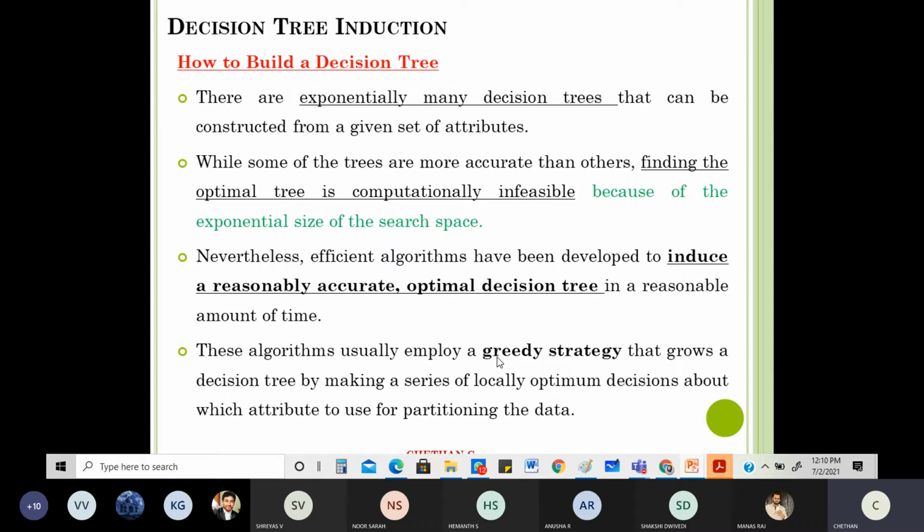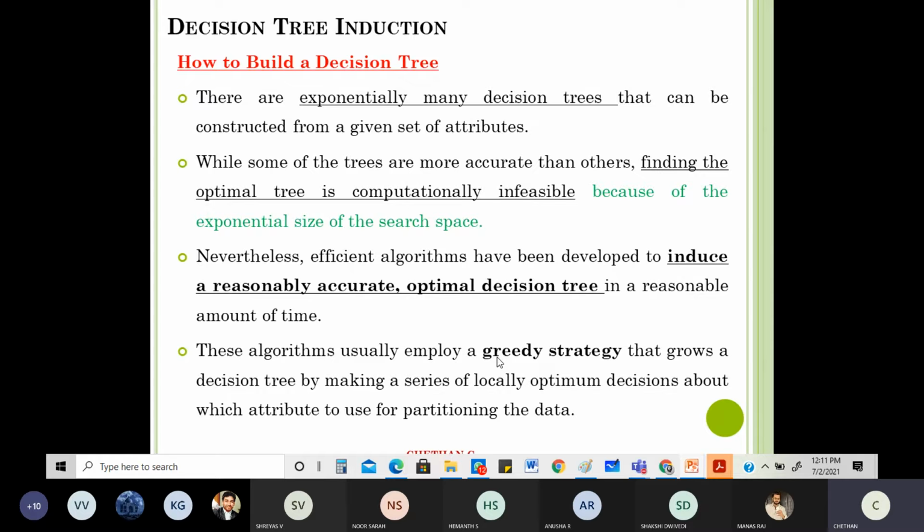What is greedy technology? First of all, what is a technique called greedy method? Greedy method is used for figuring out optimization techniques. What is optimization? Figuring out maximum or minimum: maximum profit, minimum cost, maximum money, minimum loss. Like that, you're trying to figure out the optimization aspects of it. So only you can see right on the top that we are talking about the optimal decision tree. So obviously we come across greedy strategy.